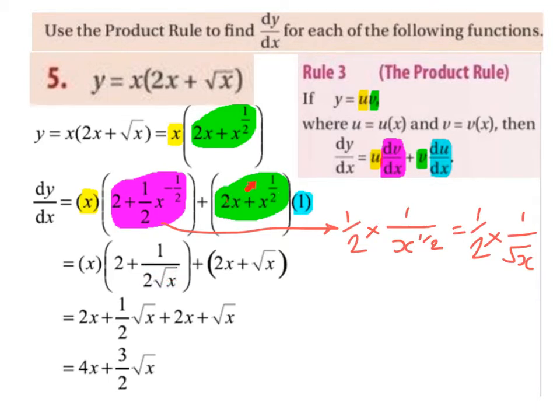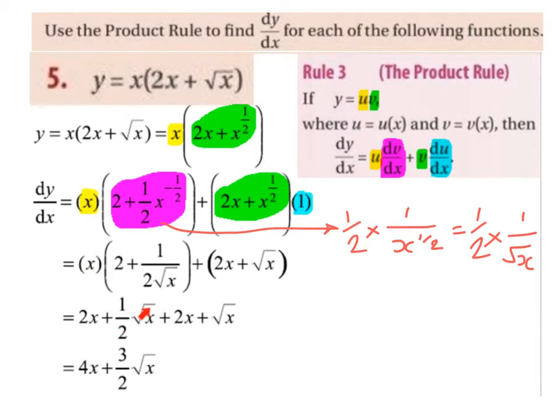Then 2x times 1 is 2x. And x to the power of a half is the same thing as root x, and root x times 1 is just root x. So then x multiplied by 2 gives us 2x, and then x multiplied by 1 over 2 root x gives us a half root x.